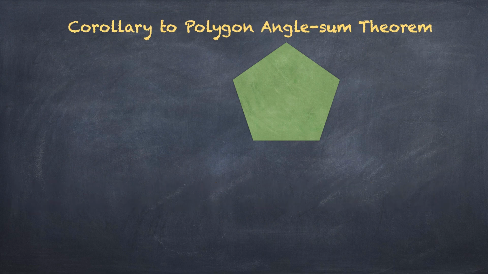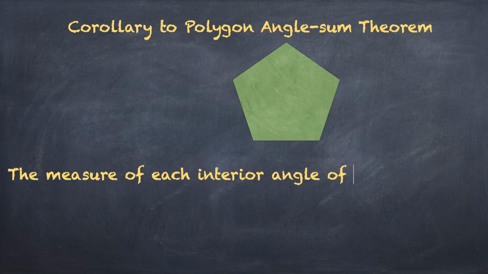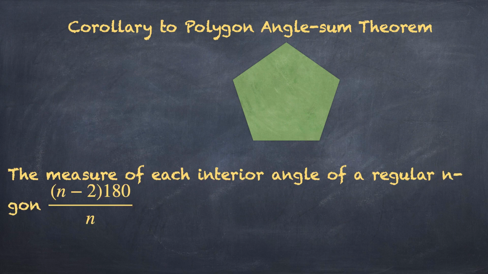Now, we have a corollary to the polygon angle sum theorem, which means it's just kind of an addition, and it says the measure of each interior angle of a regular n-gon is the quantity of n minus 2 times 180 divided by n. n is still 5 in this pentagon. 540, which we found before was the sum, divided by 5 is 108.